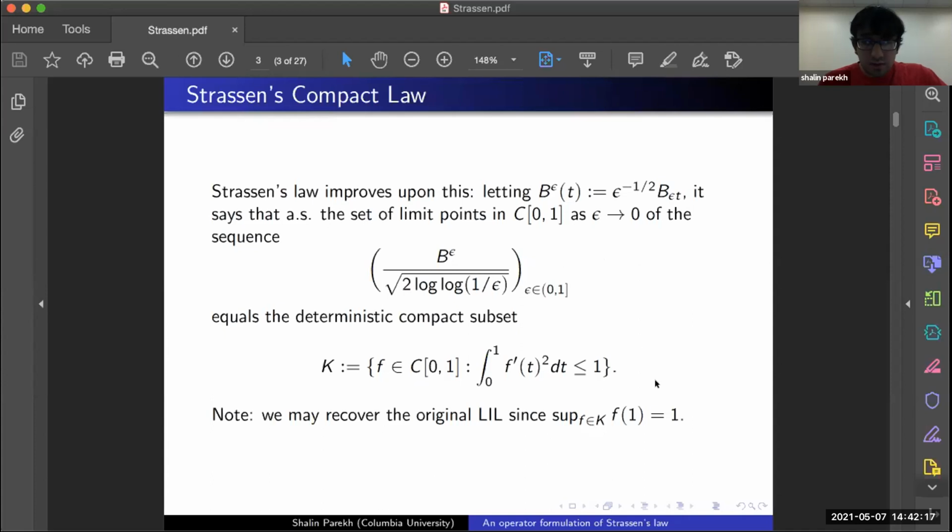Note that you can recover the original law of the iterated logarithm, because if you evaluate those functions at t equals 1, then the sup over all functions in that class K is equal to 1. And you can prove that using Hölder's inequality.